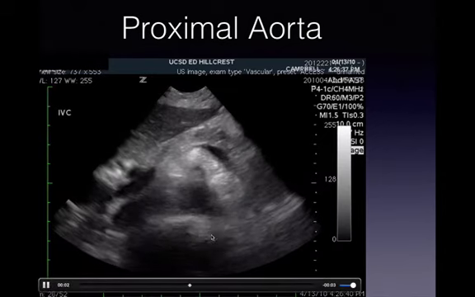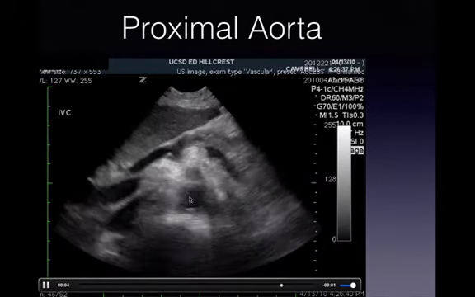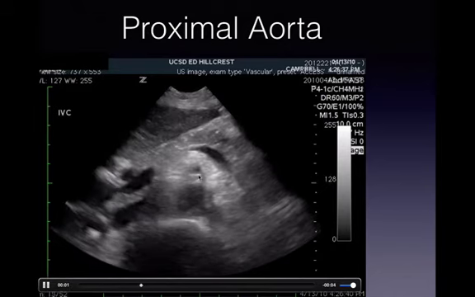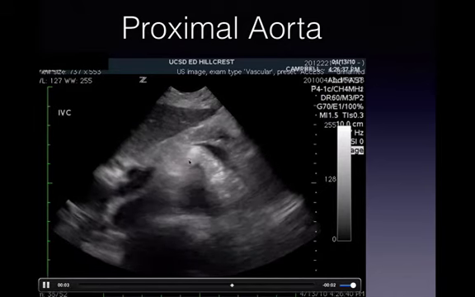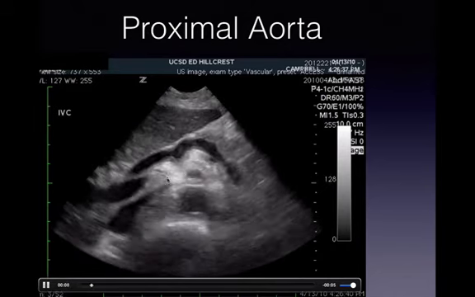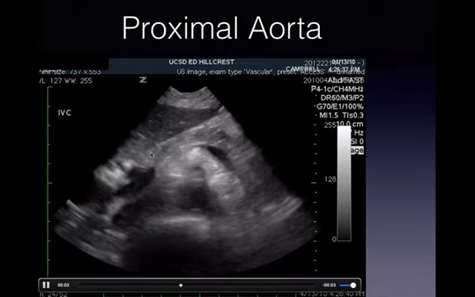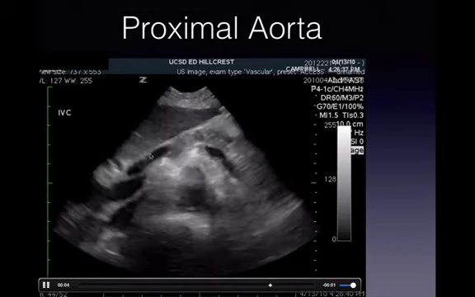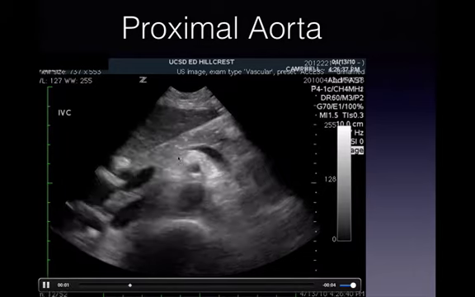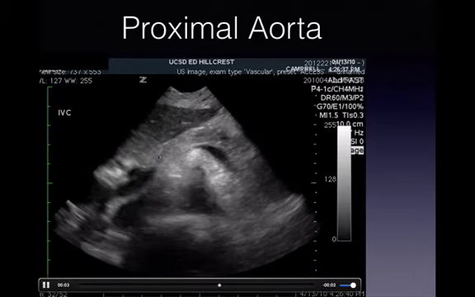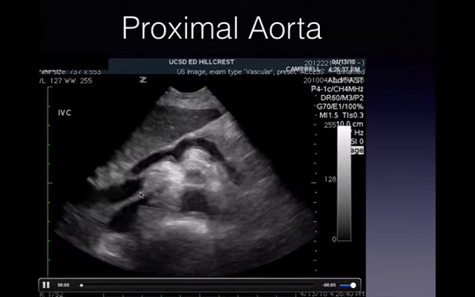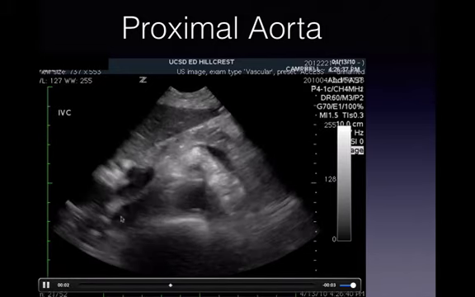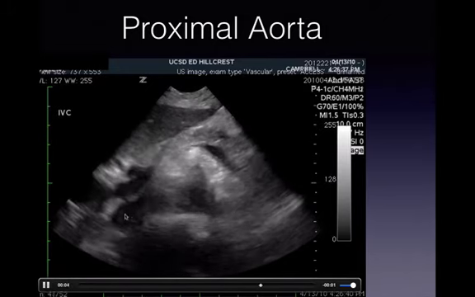The proximal aorta: here we have spine shadow, here we have aorta, and here we have SMA surrounded by thick white mesentery. Here we see that above the SMA, as we fan superior, we get the celiac trunk. And then this is a part of the portal confluence right here. This is the inferior vena cava.